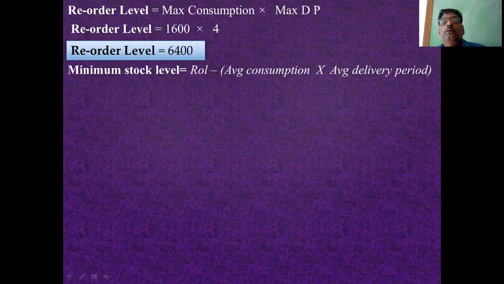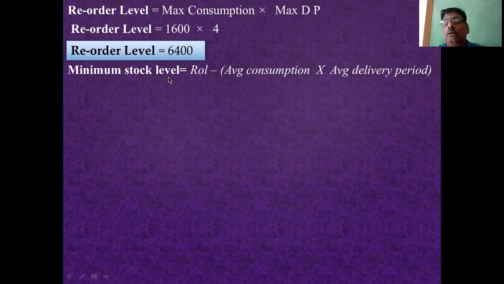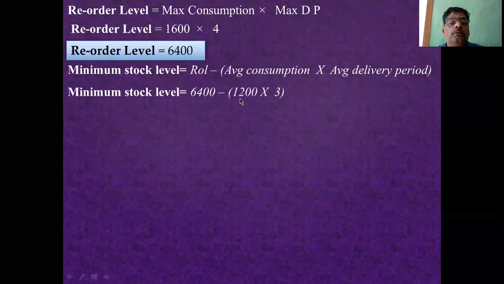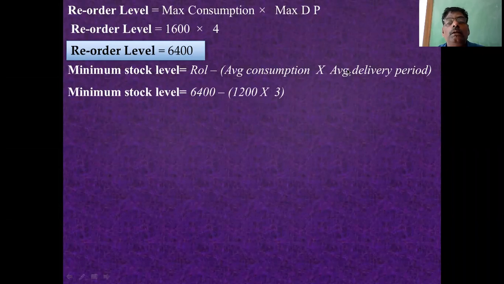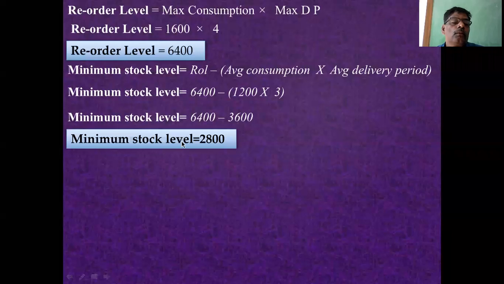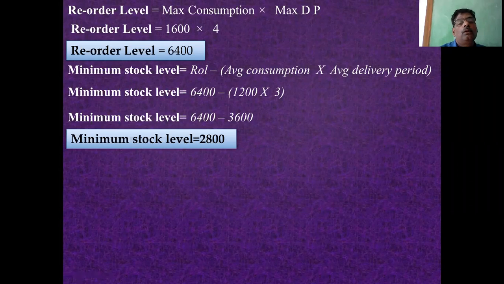Minimum stock level is equal to ROL minus average consumption into average delivery period. ROL is 6400, calculated in the first equation, minus average consumption 1200 into average delivery period 3, which is 6400 minus 3600. So the minimum stock level is 2800.